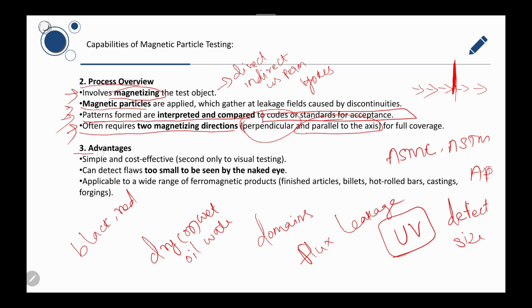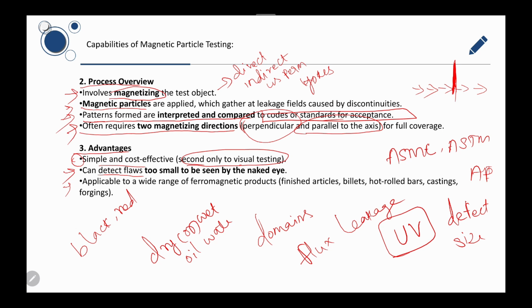And the next topic is advantages. First one is simple and cost effective. It's easy to perform and cheaper than most other NDT methods. Second, it is second only to visual inspection. The next one is it can detect flaws too small to be seen by the naked eye. It finds very small defects also.